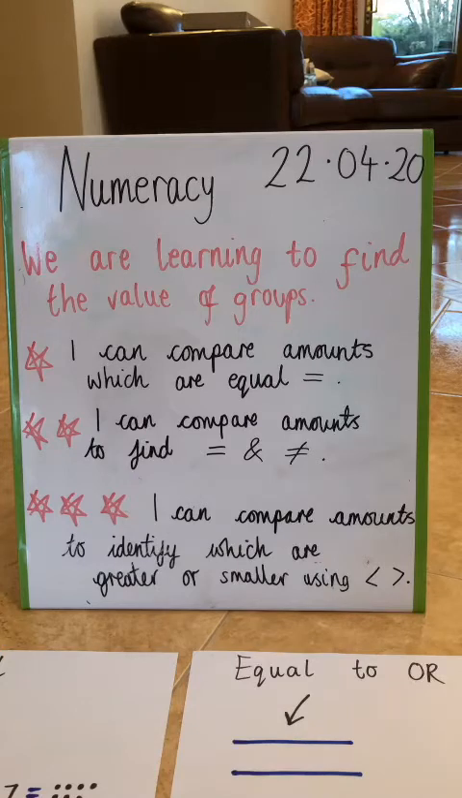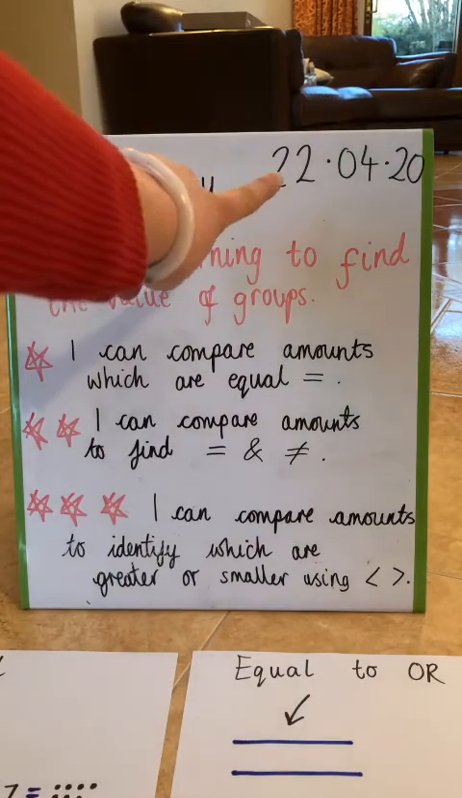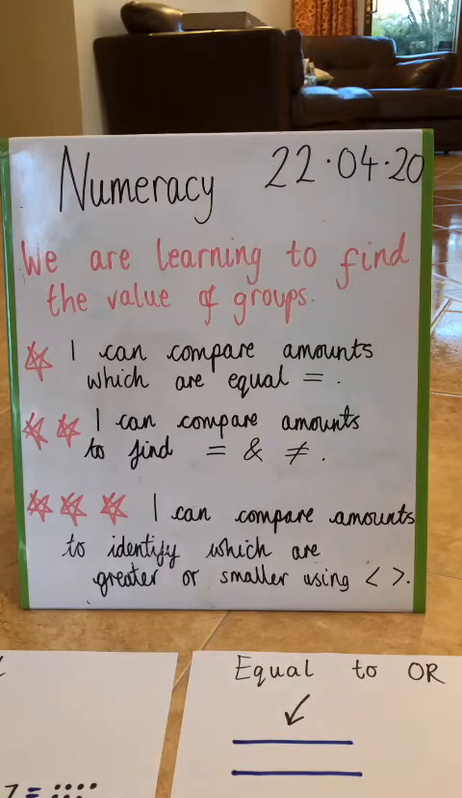We are looking at equations in our maths lesson today. So it is the 22nd of April 2020, so that's how you would write the date in number form, remember? And today we are learning to find the value of groups.